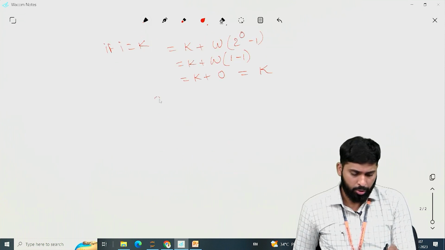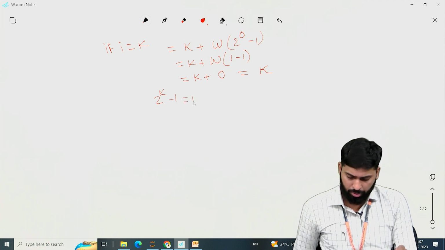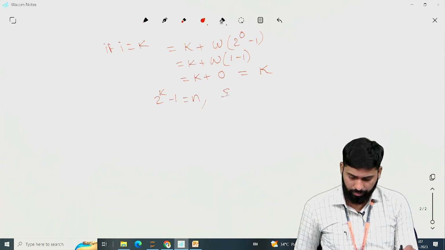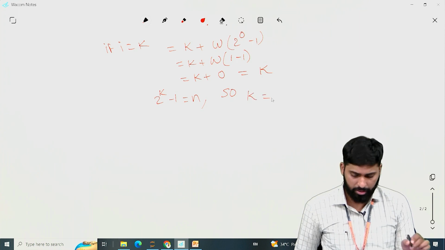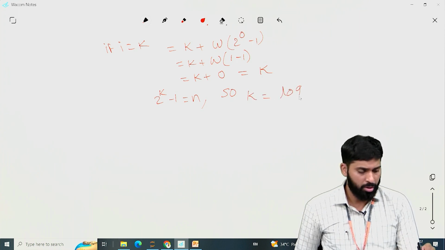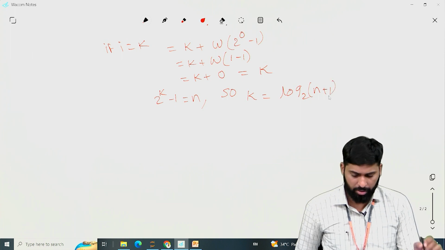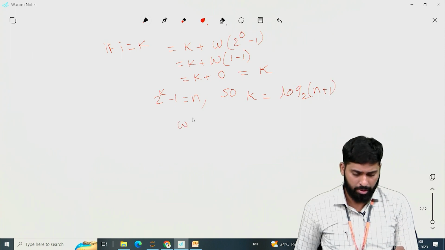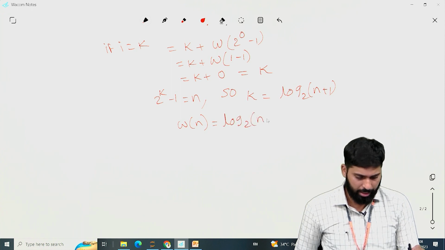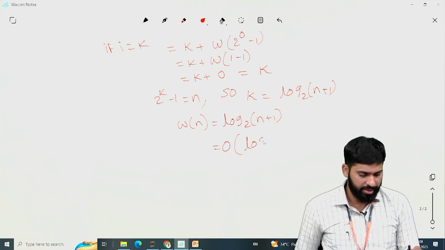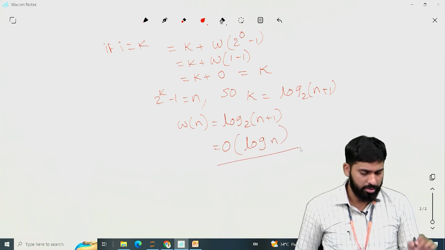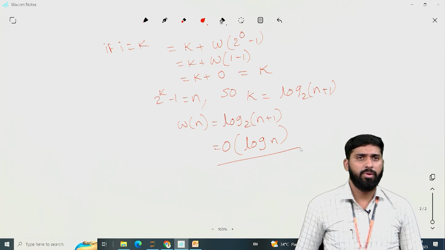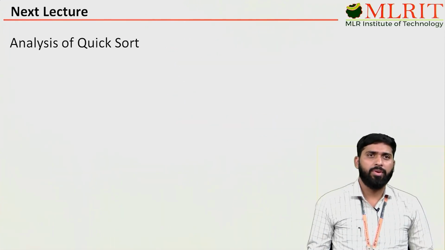But 2^k minus 1 equals n. So what is k? k equals log2(n+1). So we write W(n) equals log2(n+1), which equals O(log n). Okay, so this is the worst case analysis of binary search. Next class we are going to analyze quicksort. Thank you.